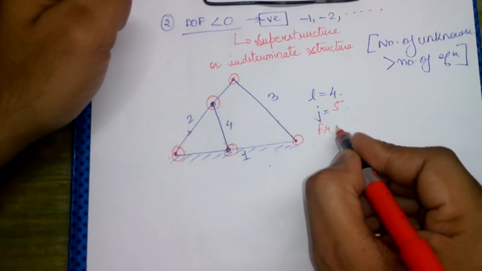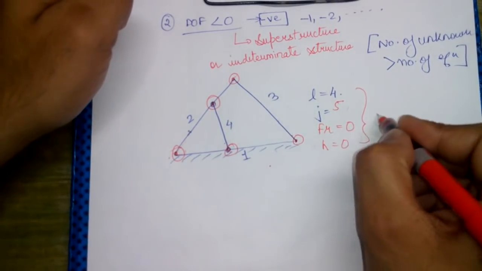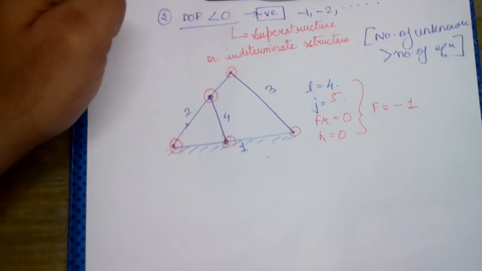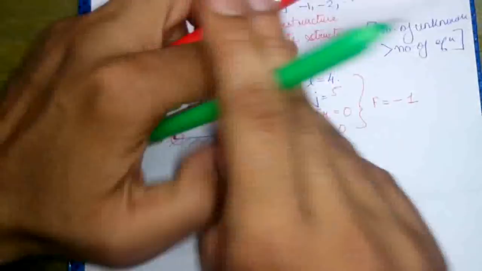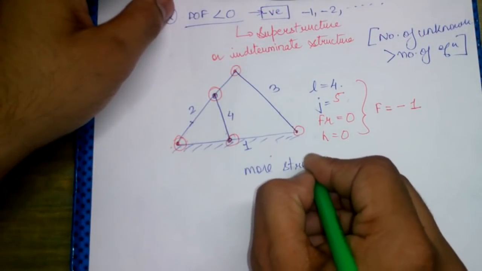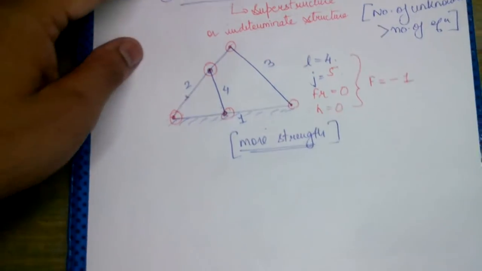FR is equal to 0. Here we have no redundant motion. Number of higher pairs is equal to 0. So correspondingly, if you find out the degree of freedom, it comes out to be minus 1. And negative degree of freedom indicates that the mechanism actually has more amount of strength.